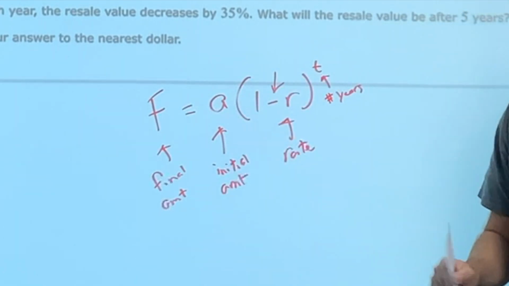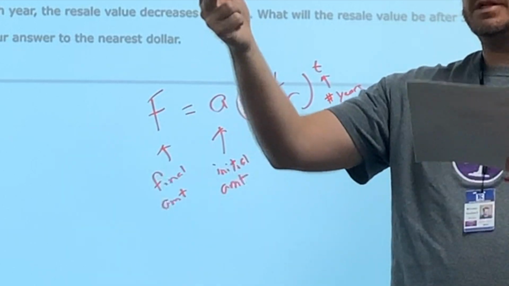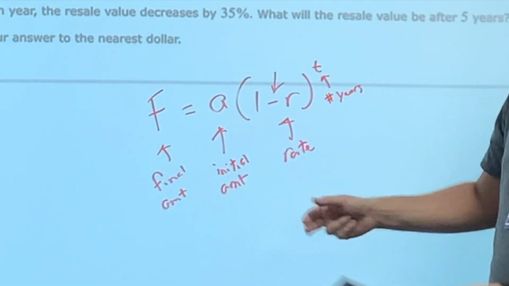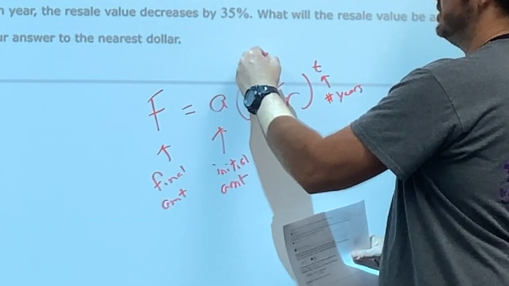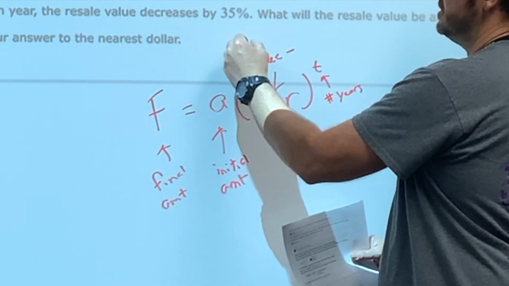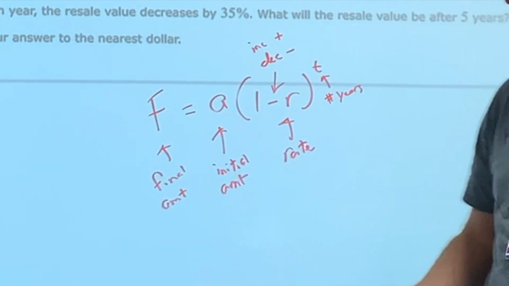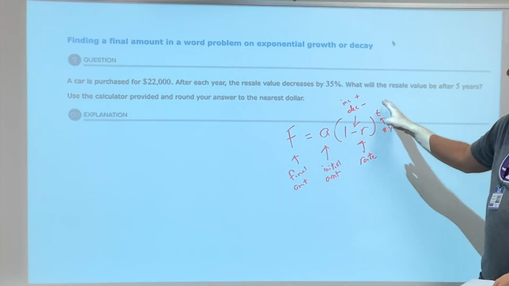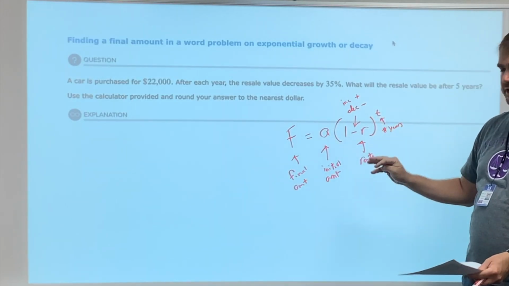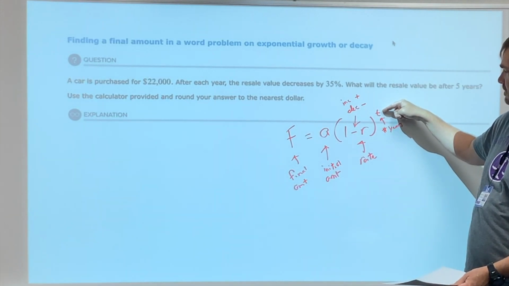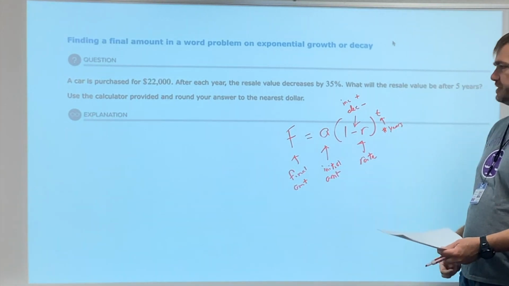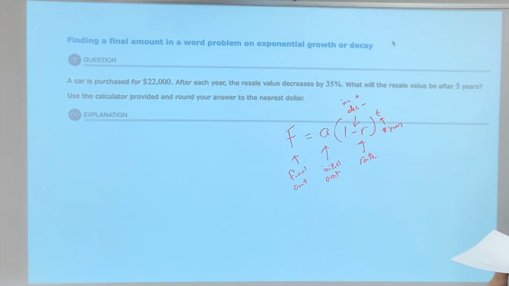Now, that minus is if it's a decrease every year. So a decrease is going to be a minus. If it's an increase, then that's going to be a plus. All right? And the reason why this is considered an exponential is because it's obviously based on the number of years, which is there in the exponent position.